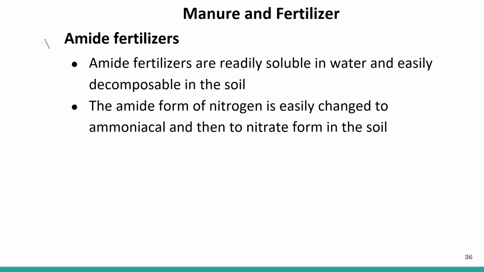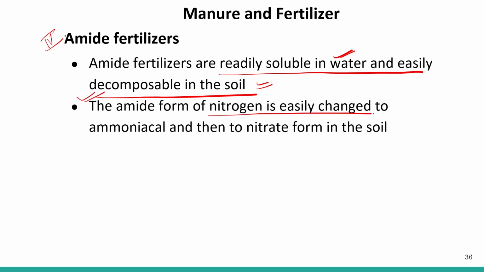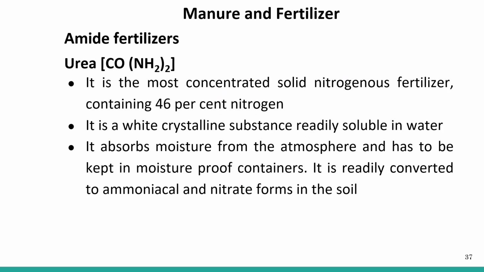Amide fertilizer. The fourth type is the amide fertilizers. So amide fertilizers are readily soluble in water and easily decomposable in the soil. So again, this is one of the advantages of this particular type of fertilizer. Even the amide form of nitrogen is easily changed to the ammoniacal and then to nitrate form in the soil. So the first example of this is urea, CO(NH2)2.